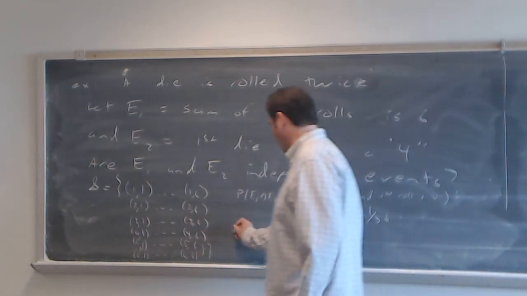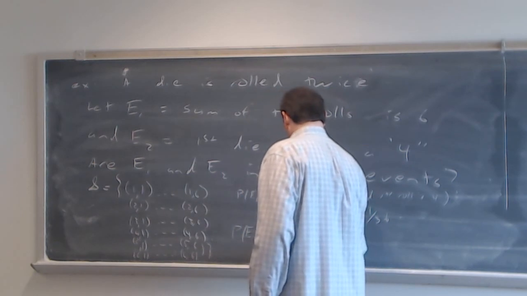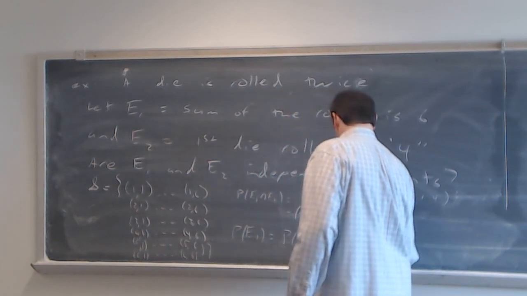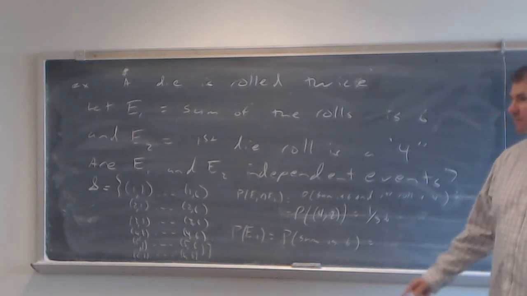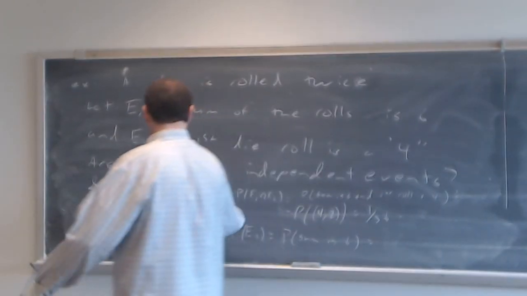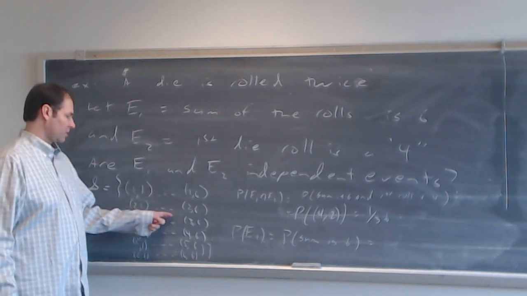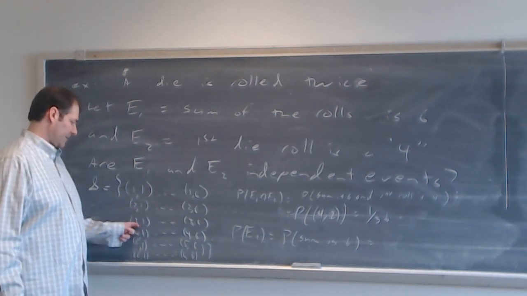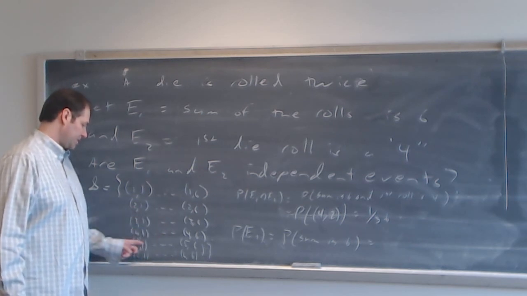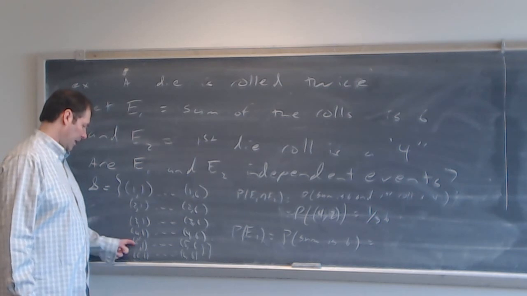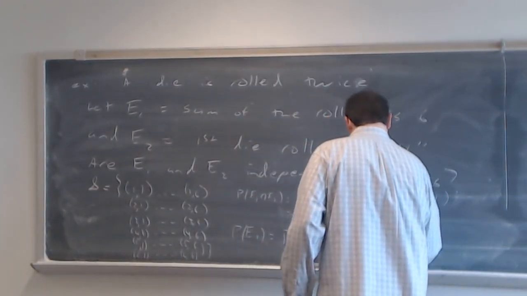The probability of E1 is the probability that the sum is 6. So let me think. In the first row of my outcomes over here, can I get a sum of 6? Yes. And how many ways can that happen? 1. Can it happen here? Yes. It's the outcome 2, 4. So there's only one way it happens in this row. It's 3, 3. 4, 2. 5, 1. That's that one. There's no way in the last one to have it happen. So there's 5 ways out of 36.